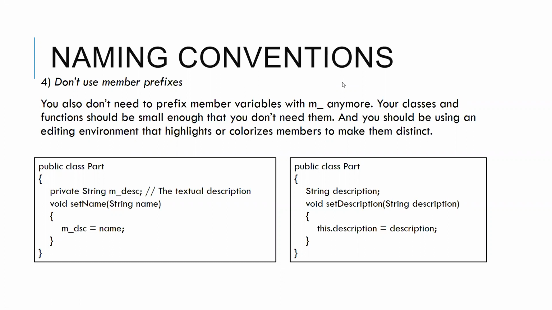So if you look at the class on the left hand side, it defines a variable m underscore desc, and in the function set name, it is actually setting this property. Whereas if you look at the right hand side code, it defines the variable as description, which clearly describes the role of the variable in the class. And then there's a very well defined function called set description, which sets this property.